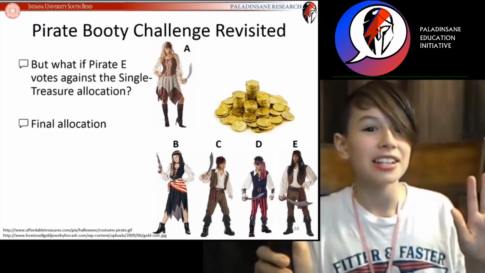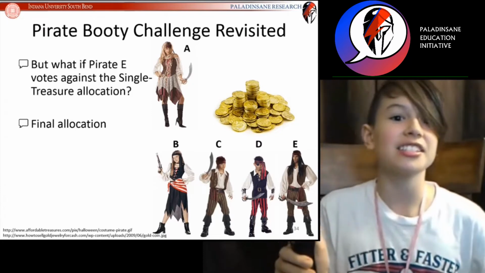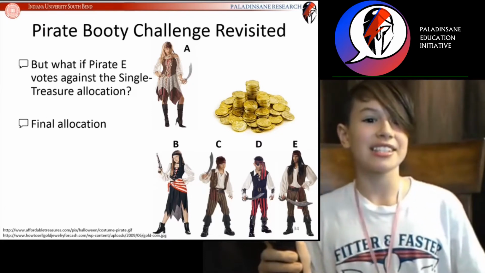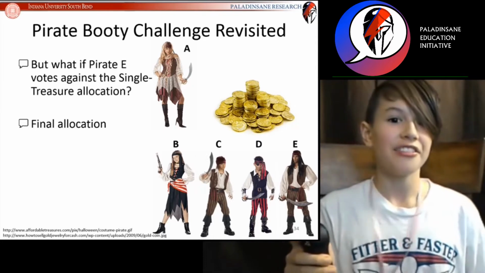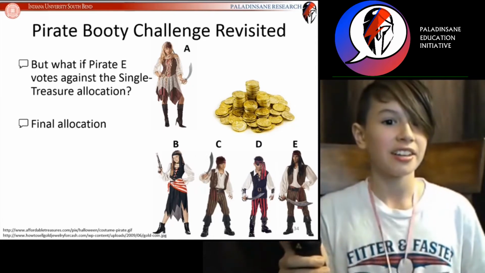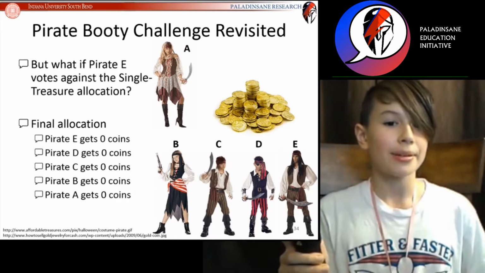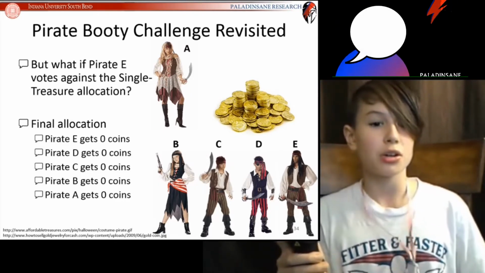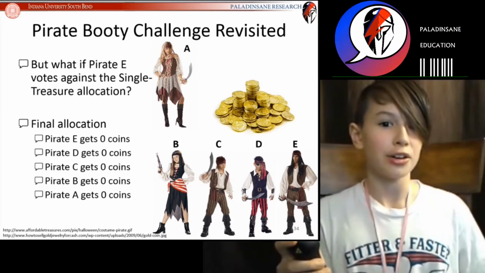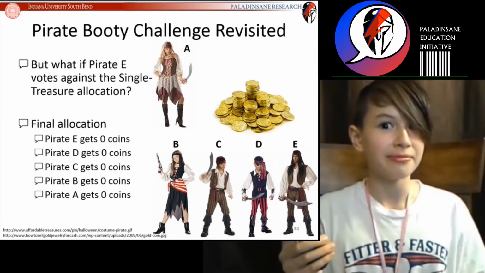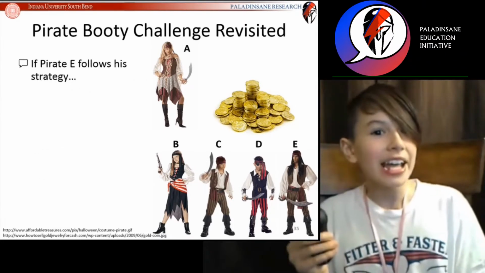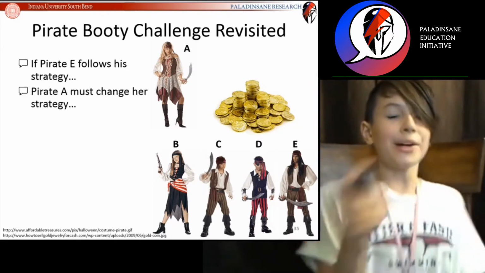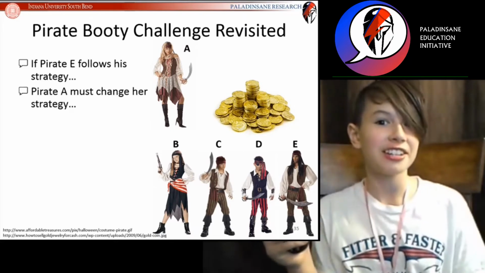But wait! If Pirate E votes against the single treasure allocation, final allocation: Pirate E gets 0 coins, Pirate D gets 0 coins, Pirate C gets 0 coins, Pirate B gets 0 coins, and Pirate A gets 0 coins. Not so much fun. If Pirate E follows his strategy, Pirate A must change her strategy.